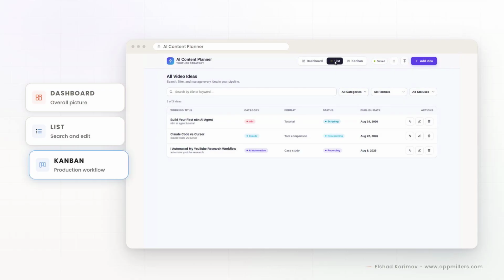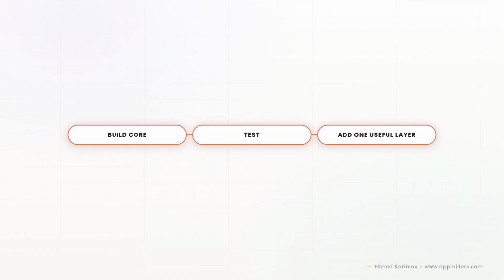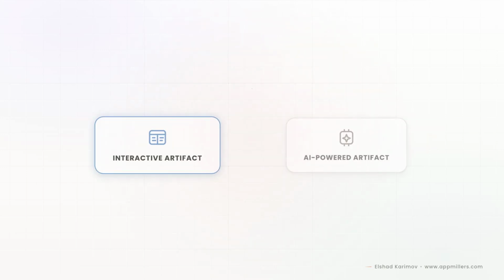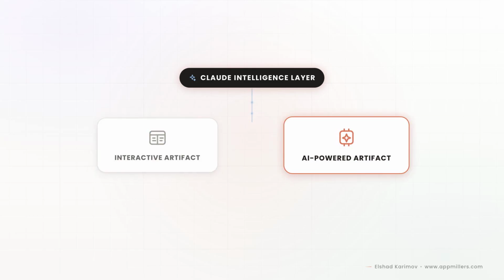This is better than asking Claude to create every possible feature in the first prompt. Build the core, test it, then add one useful layer at a time. The planner works, but it's still a normal application. Now we are going to add Claude directly inside it. We are moving from a normal interactive artifact to an AI-powered artifact.